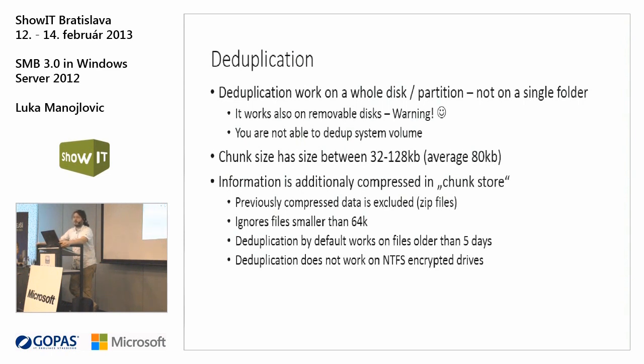Another thing that you cannot do is deduplicate the system disk. So you are not able to deduplicate the system disk because the deduplication service and filter is coming up after the boot of the operating system. Chunk size is between 32 and 128 kilobytes, average about 80 kilobytes, and information is additionally compressed in the chunk store, except for some exceptions. For example, previously compressed data is excluded. Things that are already compressed are not compressed again. It ignores files smaller than 64 kilobytes.